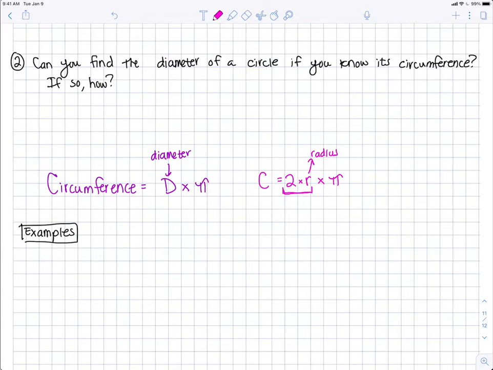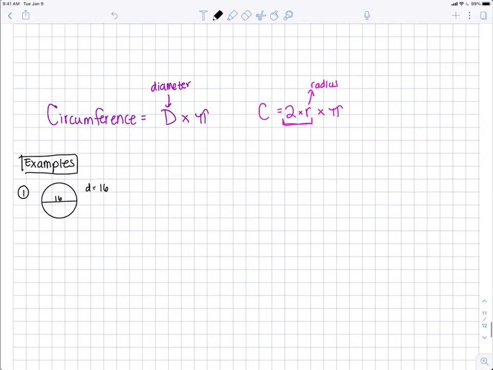Alrighty, let's go through some examples of how to find the circumference of a circle. All right, here's my first example. I have a circle here, and it looks like the diameter is 16. I just write it down because it's important information, right? Now I have to decide which formula I'm going to use. Am I going to use c equals diameter times pi or 2 times the radius times pi? Because I give you a diameter, you should probably use the diameter formula. So we're going to use c equals diameter times pi.